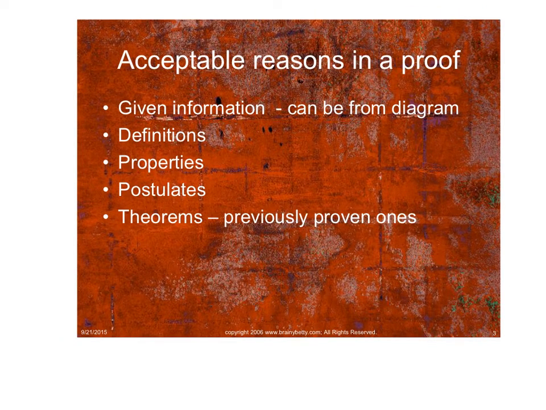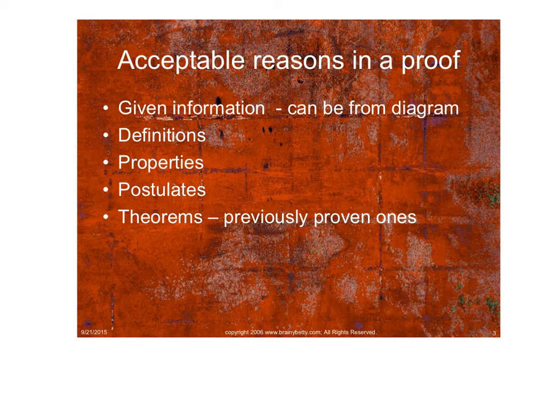Acceptable reasons in a proof. Like I said before, we're going to be using deductive reasoning. So the given information is either going to be from a statement or from a diagram. And then the reasons to justify those statements will either be definitions, they might be properties, postulates, and theorems.